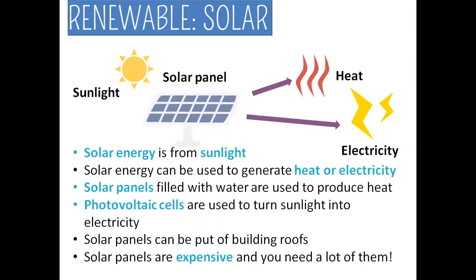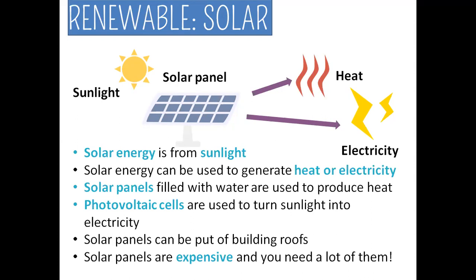Now, here you can see the sunlight which falls on the solar panel, through which there's a production of heat and a production of electricity. Solar energy is from sunlight. Solar energy can be used to generate heat or electricity.